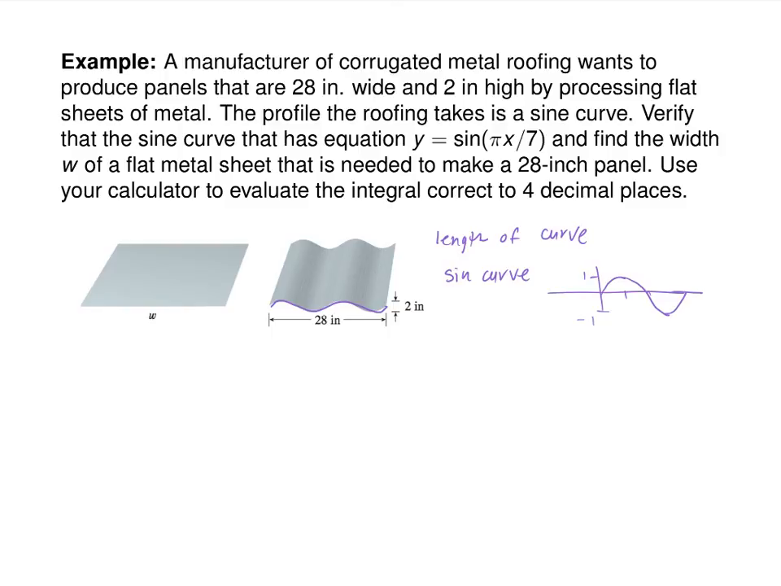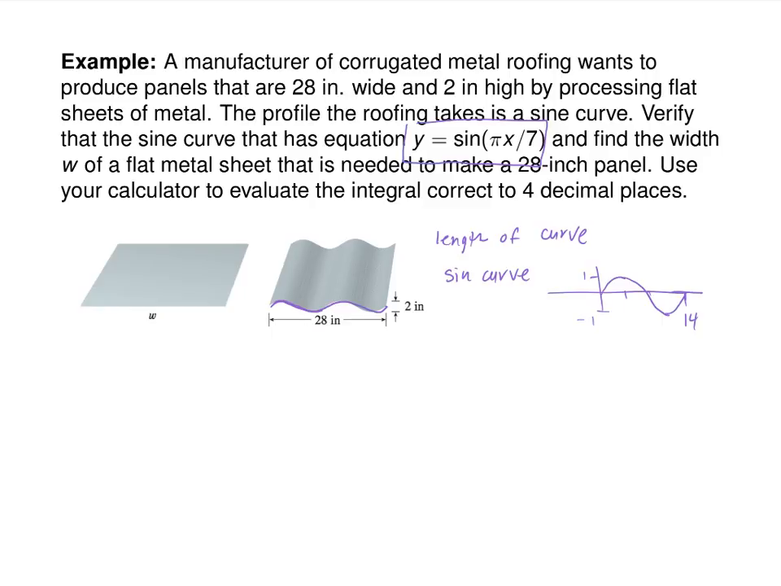And then how many cycles does it go through here? I think it goes through 2. Do you guys read that? Yep. Okay, so if we just said that's 14, that's 1 cycle, right? So they told us that the equation is sine of x over 7. I just wanted to remind you how that works.